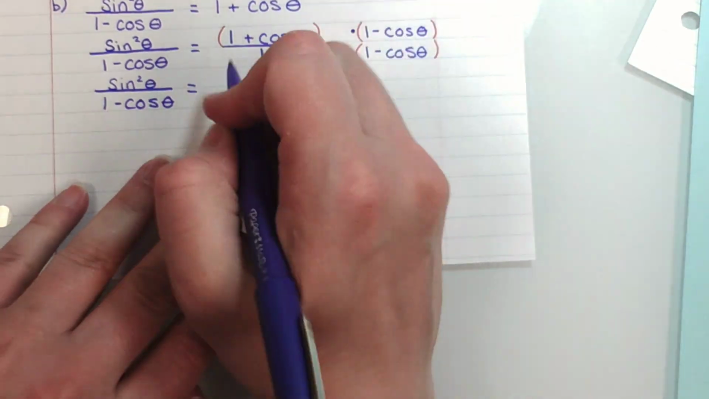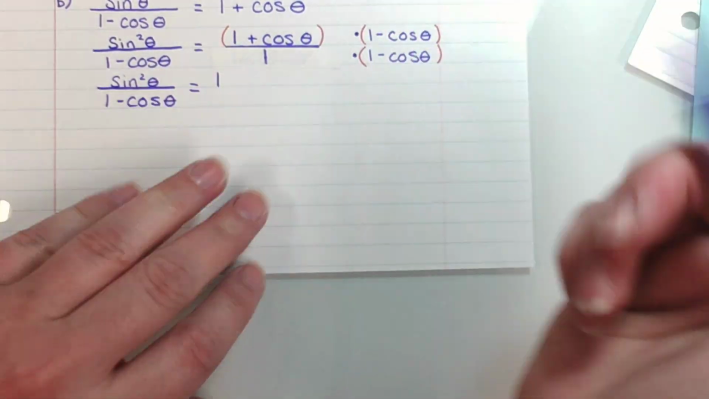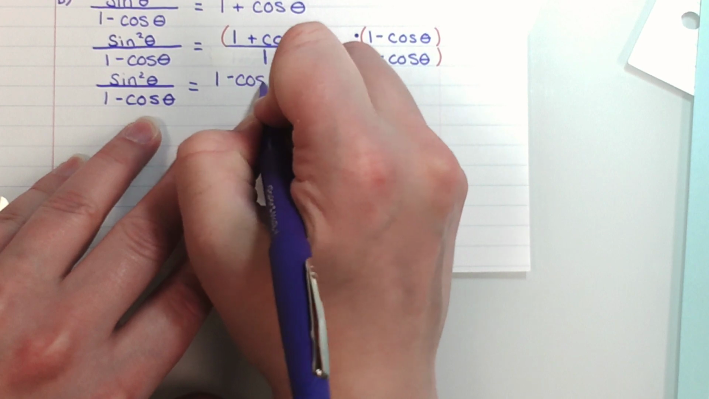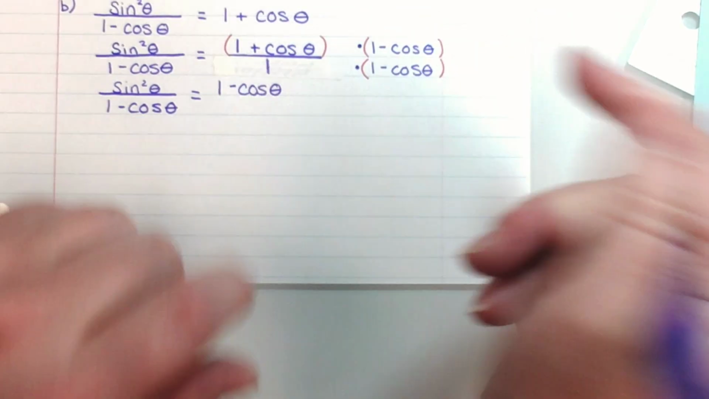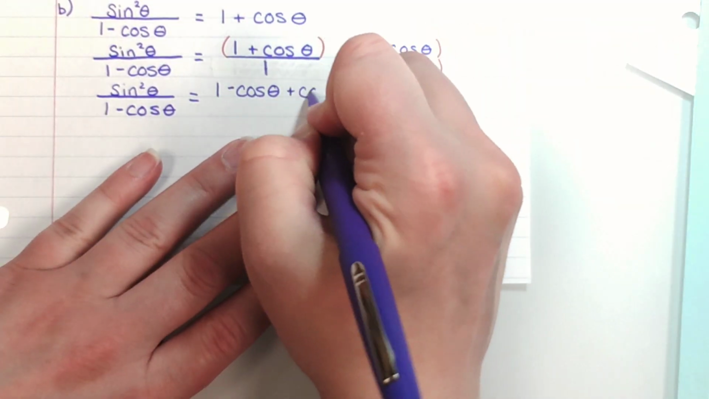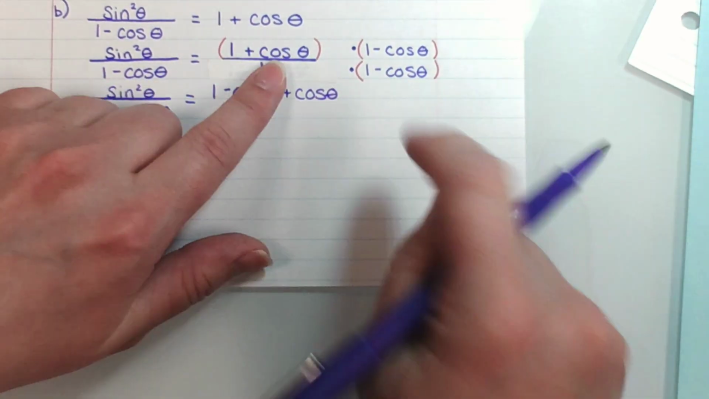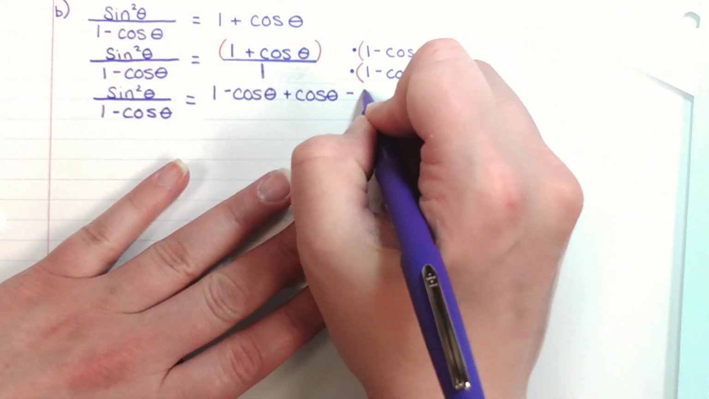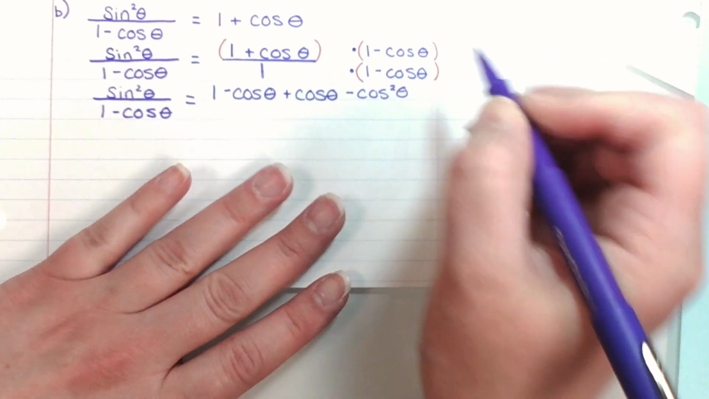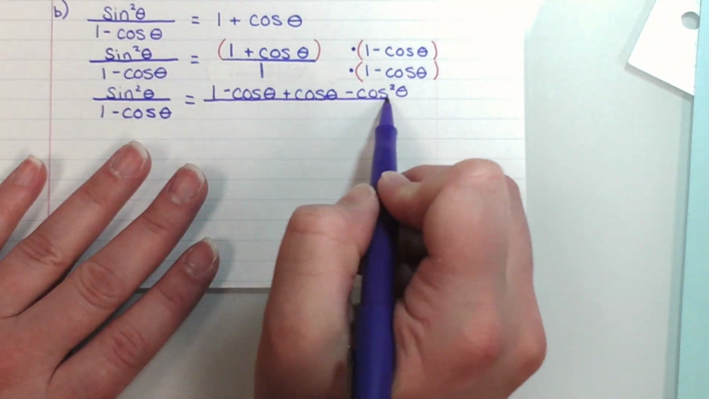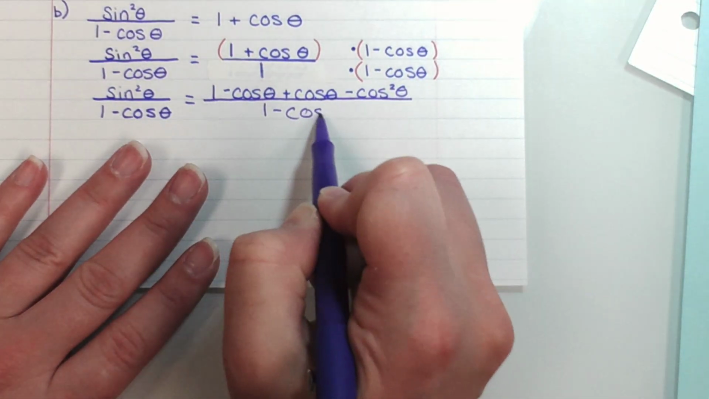1 times 1, 1. 1 times negative cosine, negative cosine. Cosine times 1, positive cosine. Cosine times negative cosine, negative cosine squared. Over the denominator of 1 minus cosine of theta.